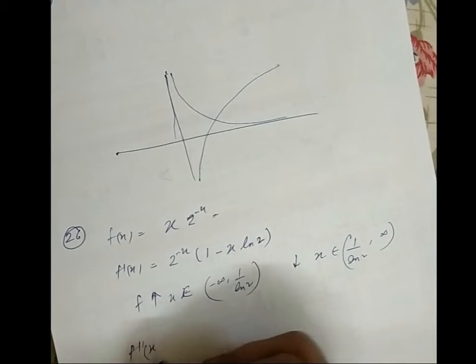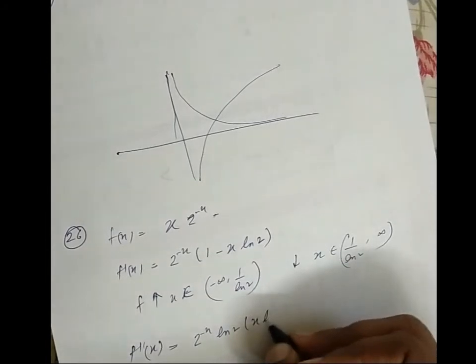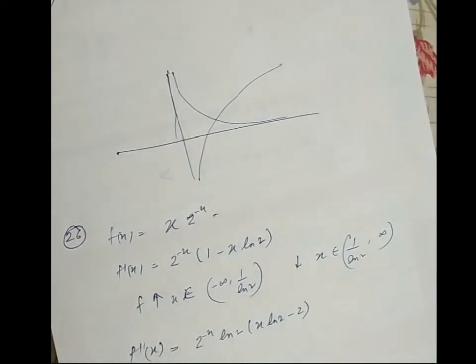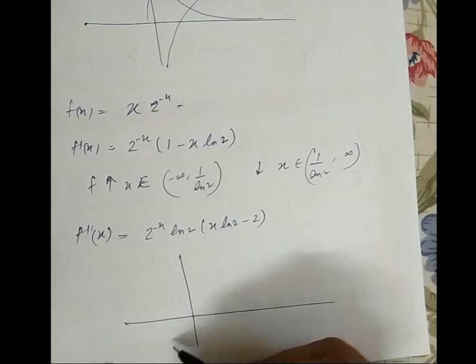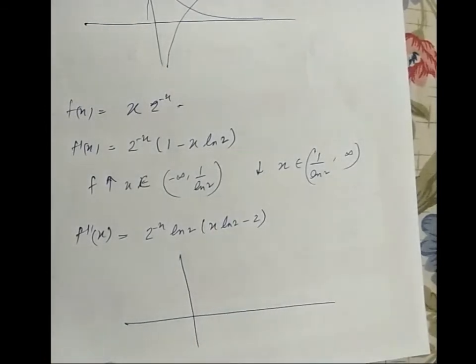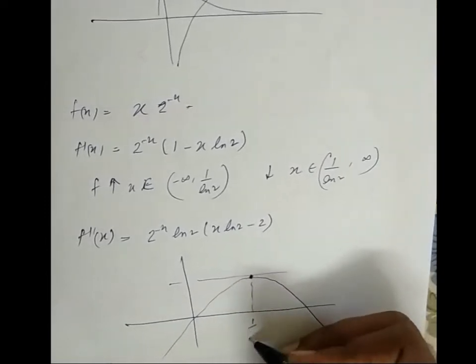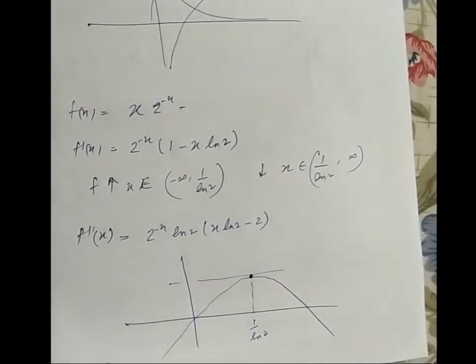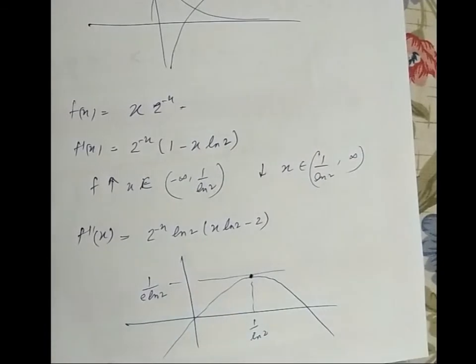Let's calculate f double dash for this. So f double dash would be 2 power minus x ln 2 times (x ln 2 minus 2). So let's plot the rough sketch for the graph of this function. f of 0 would be 0, maximum value would occur at x is equal to 1 by ln 2, and at x is equal to 1 by ln 2, the value of the function would be 1 by e ln 2. Okay, so this clarifies first 26 question and 27 question as well.